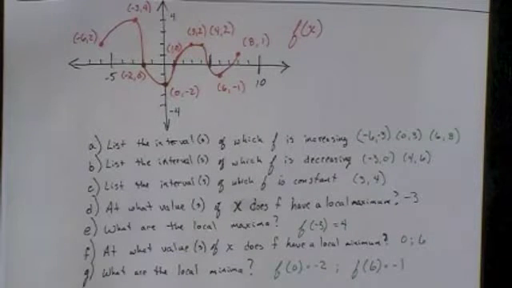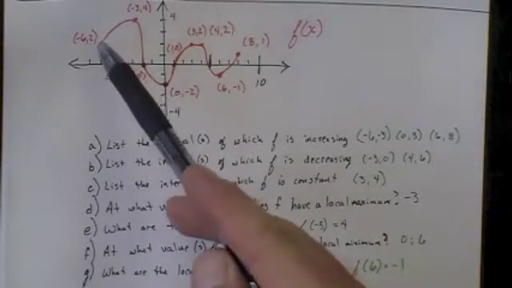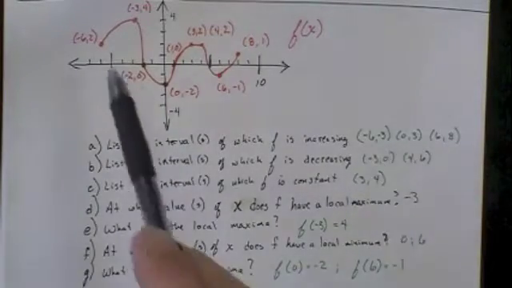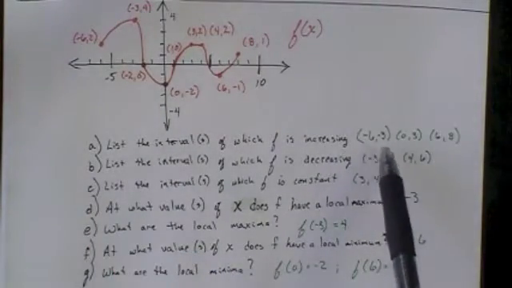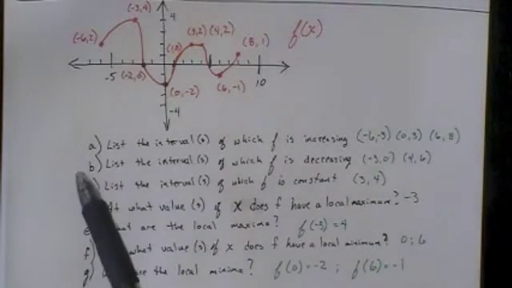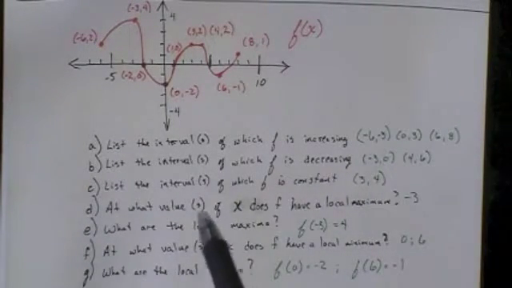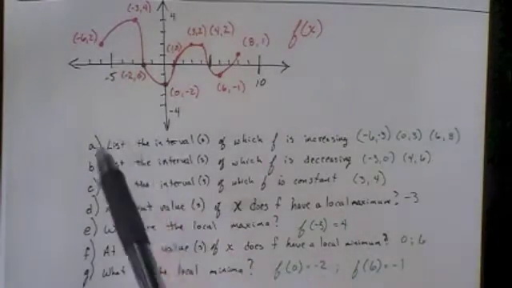So for A, when we are listing the intervals of which f is increasing, remember we're looking here at the graph, and as this is going up from left to right, this is increasing, and when we name the interval, we're naming it by those x values. So from negative 6 to negative 3, this graph is increasing. We do not include the endpoints. That's why we use parentheses to show negative 6 and negative 3. It's increasing in between there.